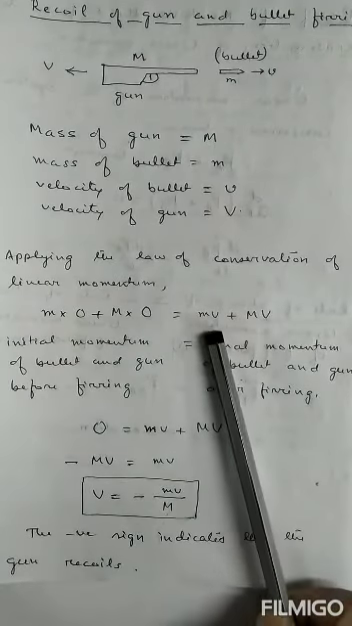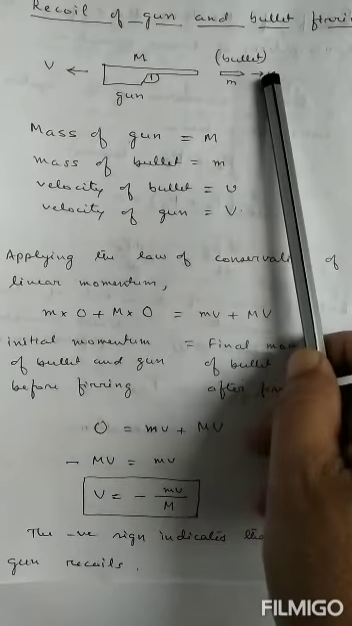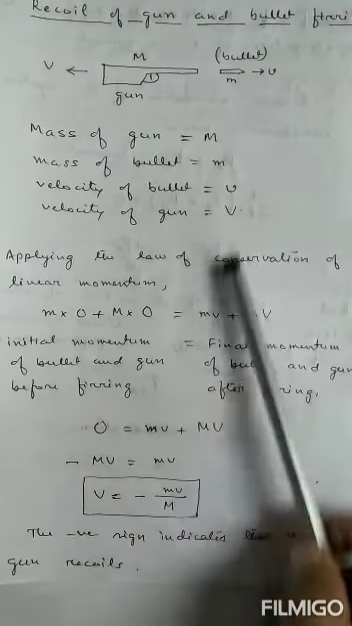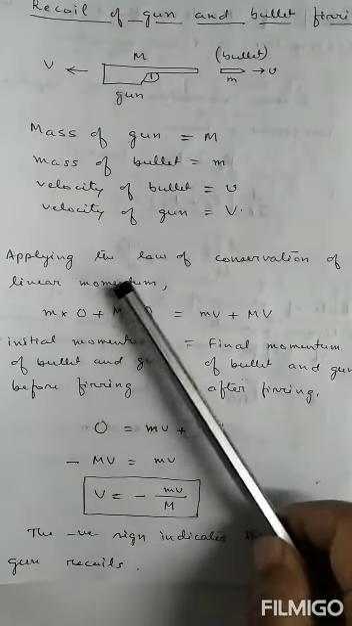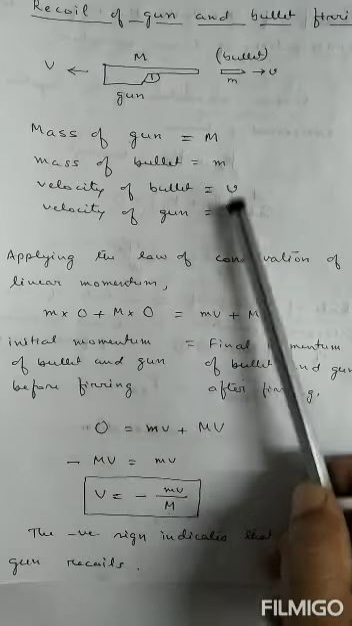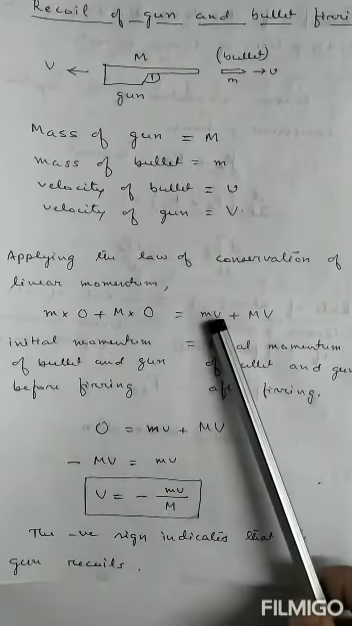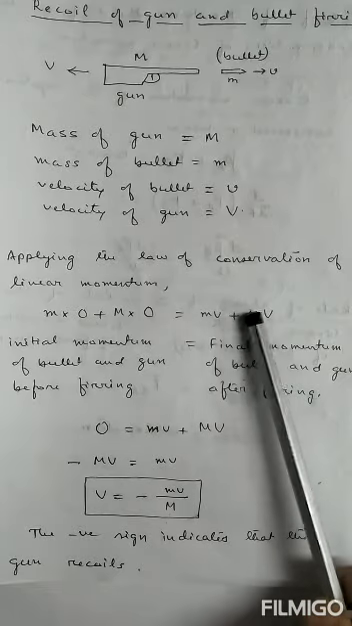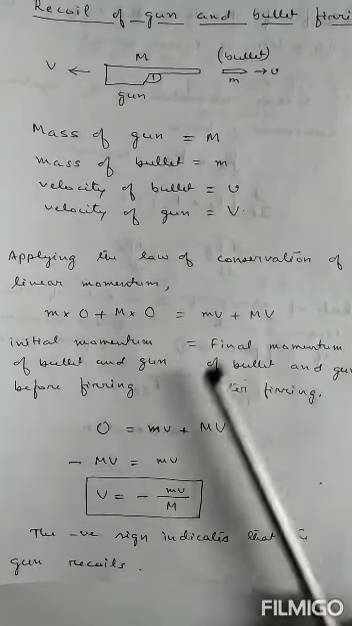So what is the final momentum of the bullet? Mass of the bullet into velocity of the bullet, small m small v. What is the final momentum of the gun? Mass of the gun into velocity of the gun, capital M capital V. So final momentum of gun and bullet is equal to small m small v plus capital M capital V.